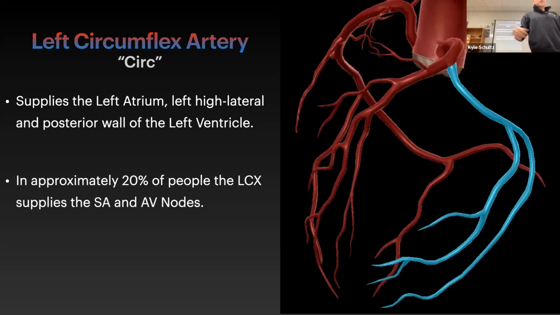This is going to be in approximately 20% of people that are going to be LCX dominant. It's going to supply the SA and the AV nodes. So why is that significant? Whether you're RCA or circ dominant, why do I care? What could I potentially see in the setting of an MI if the SA and AV nodes aren't being perfused?